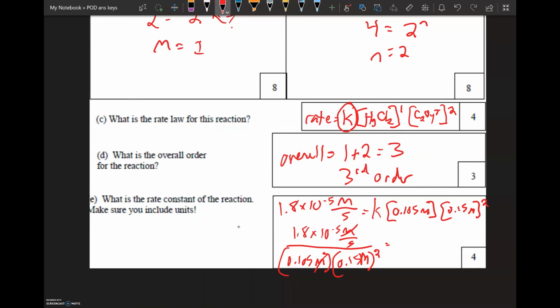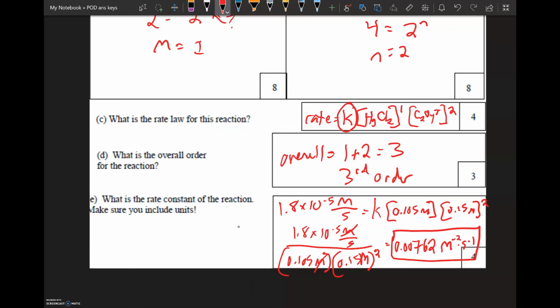Now what I end up with here is 0.00762. For the units of molar, you end up with molar to the minus 2 times seconds to the minus 1 because both are in the denominator. So you have reciprocal seconds, and this would be your rate constant for that reaction.